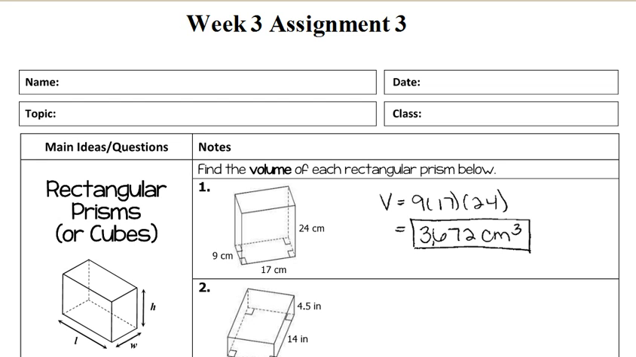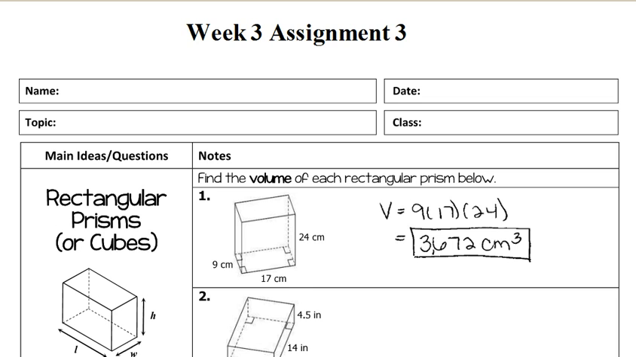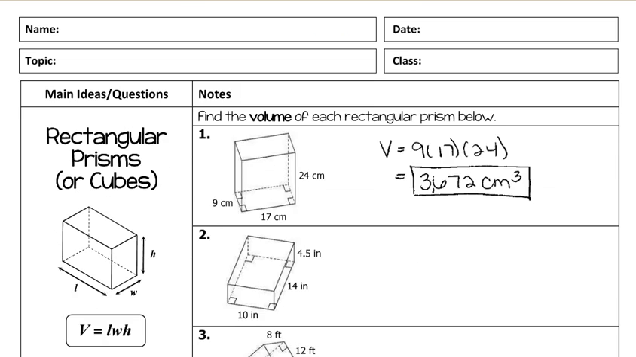Alright, week 3, assignment 3. Now we're going to be learning about volume. So volume has units cubed. So it's going to be a short little introduction. What that means is that it's not like surface area. We have to find the inside, the space inside the box.